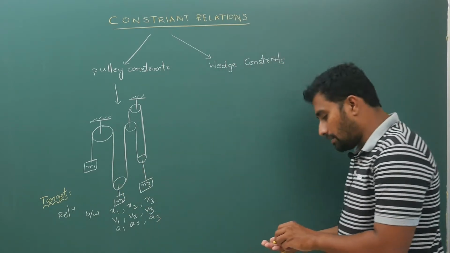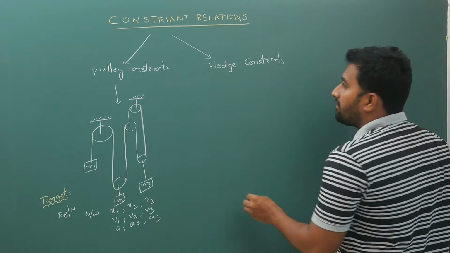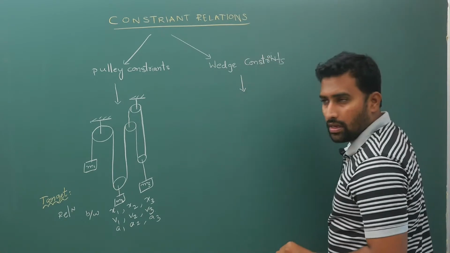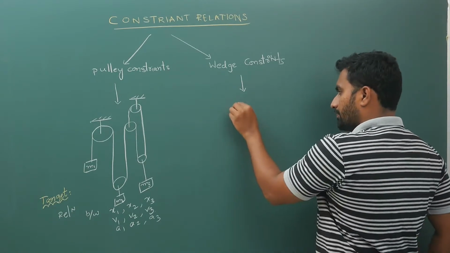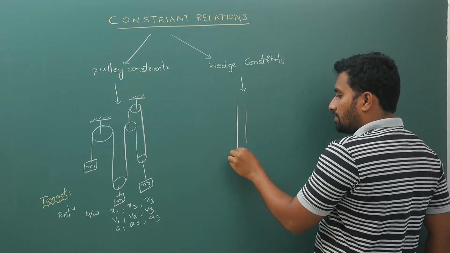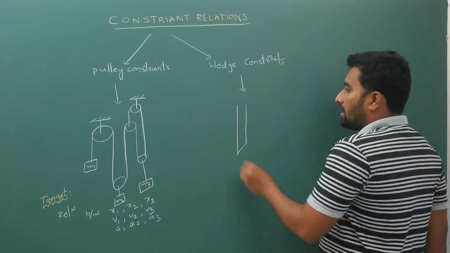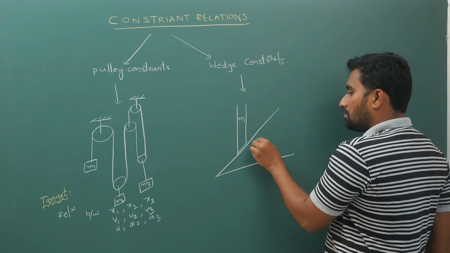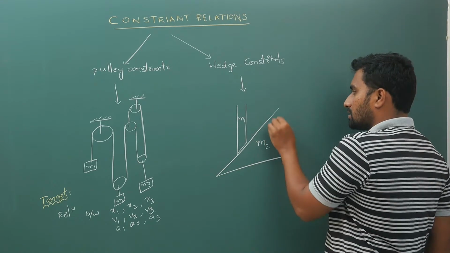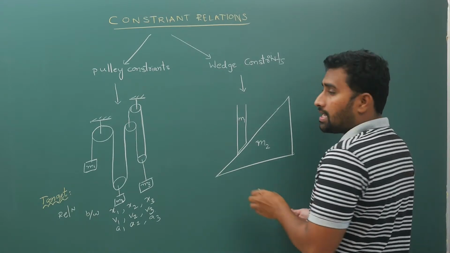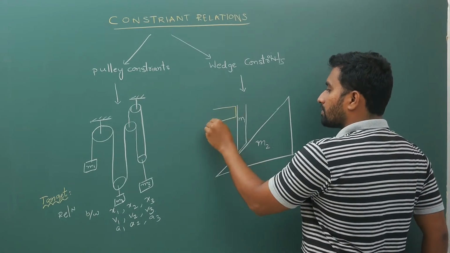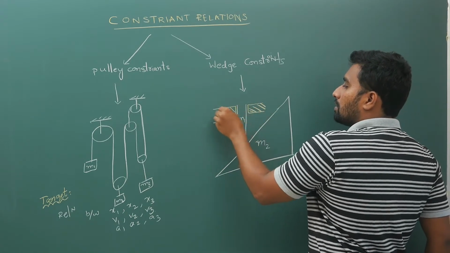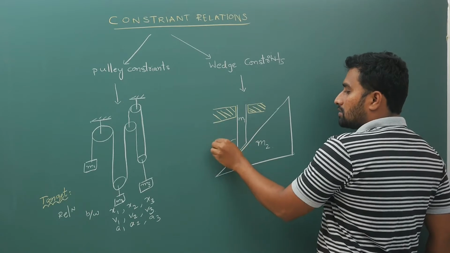Next, your second type of condition is wedge constraints. If you take, for example, a rod like this with mass m1, attached to this there is one more mass m2 like this. Let us say I am keeping a wall here and here so that this will not move. Now this is your rod, this is your wedge.